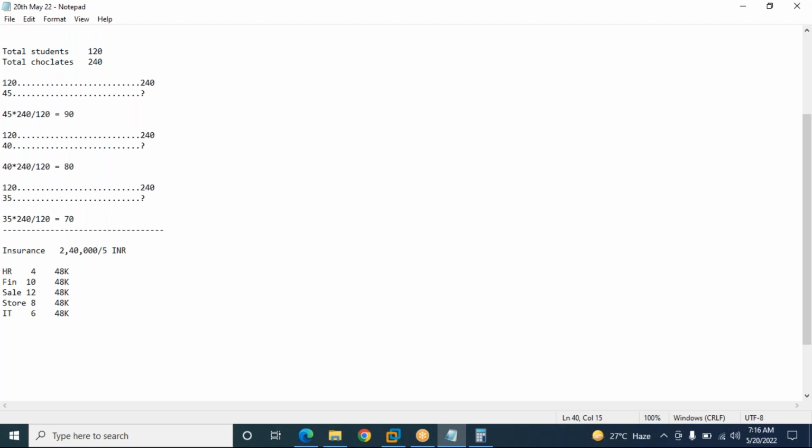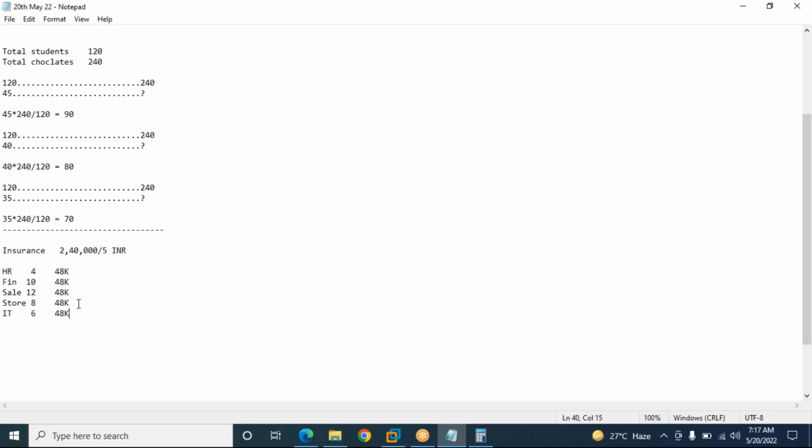I'm allocating the insurance expenses like this. Then the HR department will happily accept, "Yes, 48,000 expenses is incurring for my HR department." They will accept it, right? I think they will not agree.